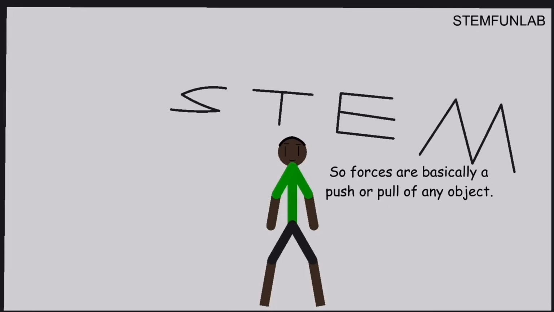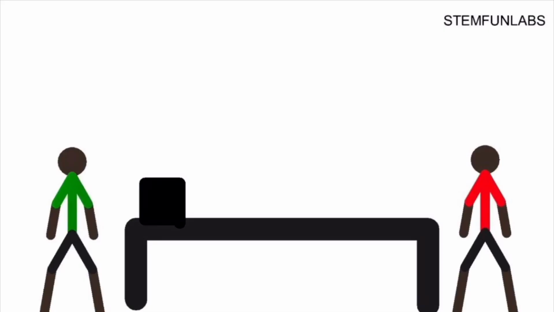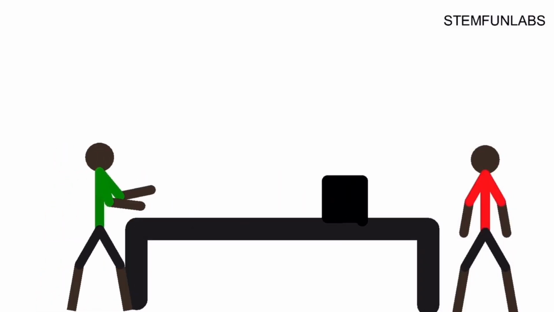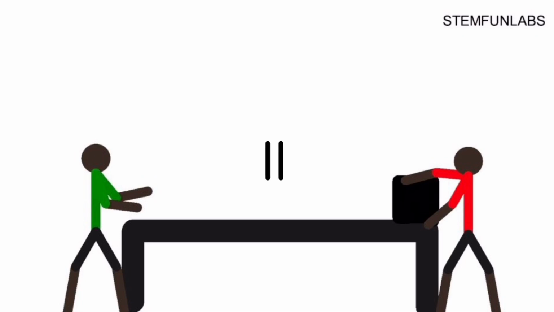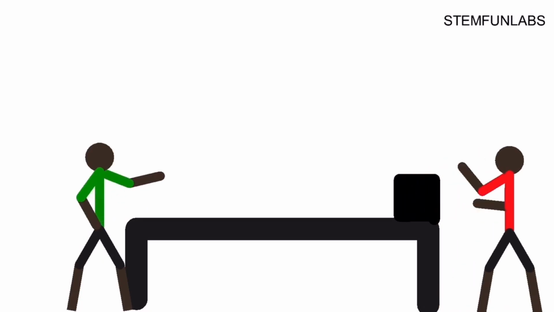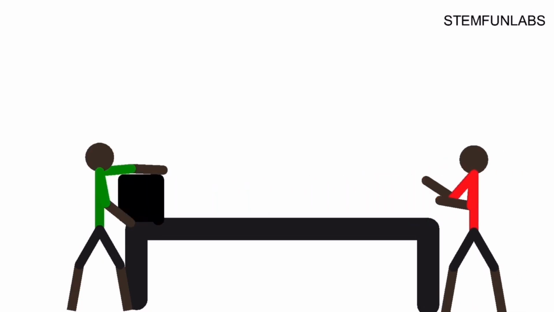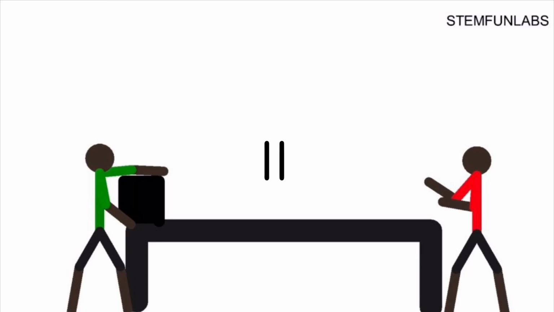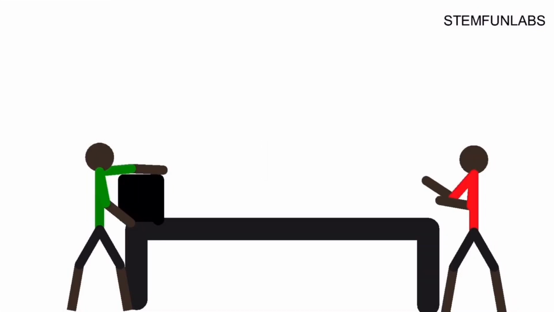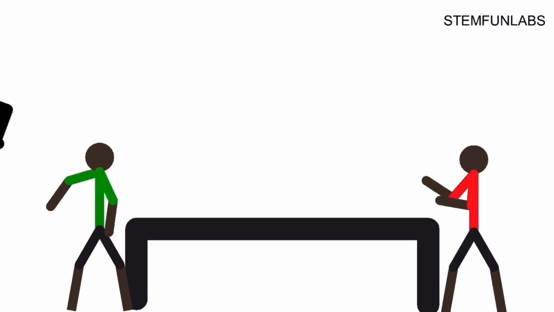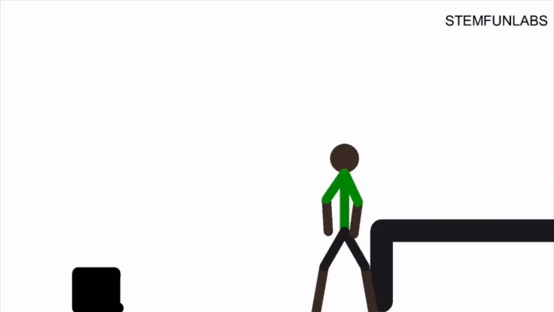So forces are basically a push or pull of any object. For example, I have a box and I push it to my friend at the other side of his table. Now pause here. As you can see, I have applied force to push the box to the other side of the table. And now my friend has done the same thing. Now I have applied force to throw the box.